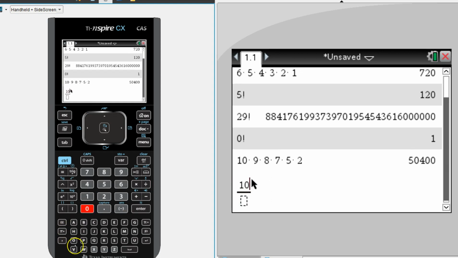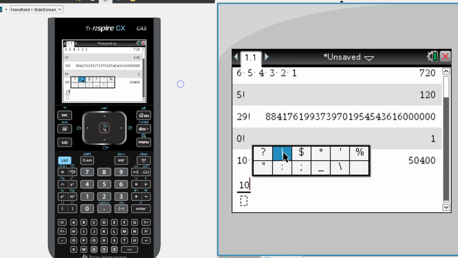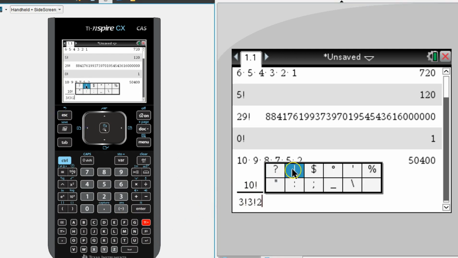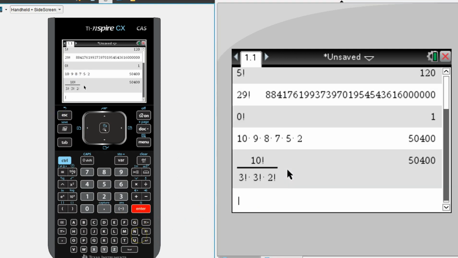10 factorial, really excited, divided by, we had a 3 factorial, another 3 factorial, and a 2 factorial. And I get that same answer.